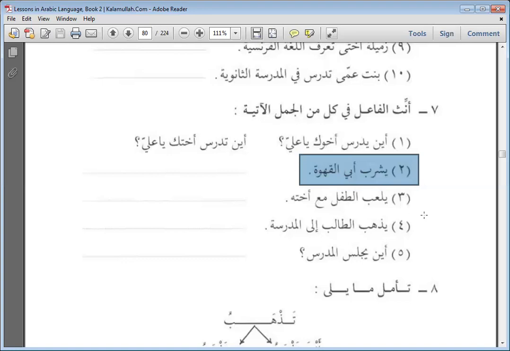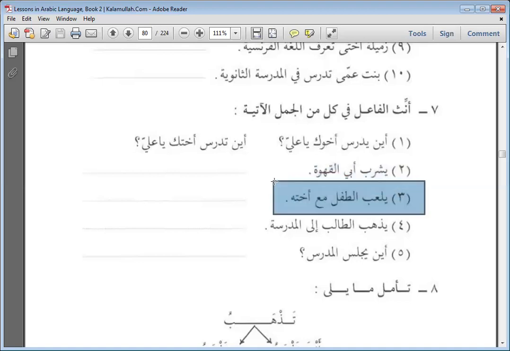All right. Who wants to try the next one now? What do we have here? Yal'abu at-tiflu ma'a ukhtuhu. Wa ma'a ukhtihi. That the toddler or the child plays with his sister. Okay? Who wants to attempt that?